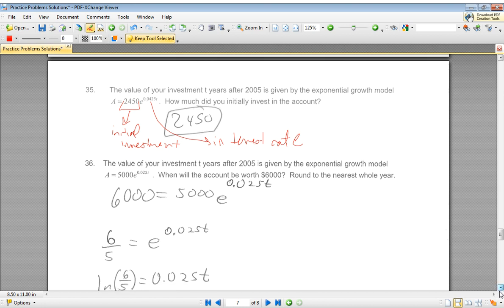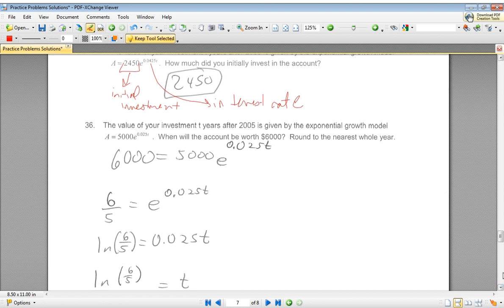The value of your investment T years after 2005 is given by the exponential growth model here. When will your account be worth $6,000? So we're going to plug $6,000 into the end. You invested $5,000 at the beginning. And we're trying to find T. E is a number that you can press on your calculator. So we're going to divide both sides by 5,000. And we will get 6/5.